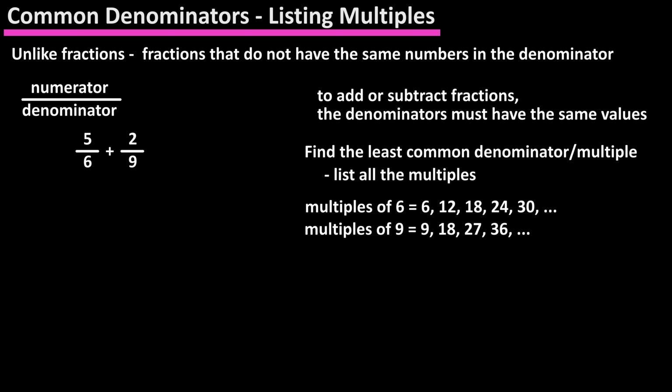Next, from our listings, we need to see if there's a least common number from the listings, and there is, the number 18. So that is the least common multiple for 6 and 9. We can write the conversions below the originals. 18 in the denominator for both fractions.